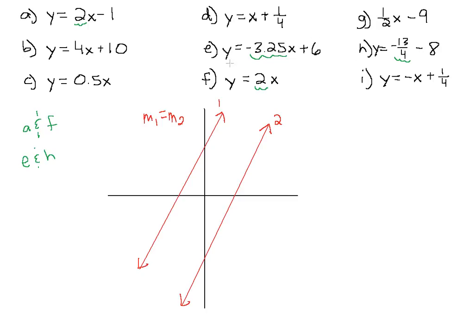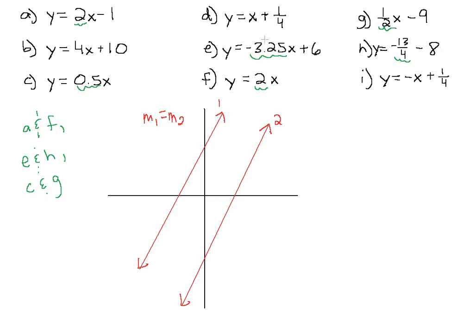Okay, let's see if there's another one. Here we have 0.5 and 1/2. We know 1/2 is the same as 0.5. So we can say that C and G are parallel. So we have three sets of parallel lines. If we actually graph these lines, something like this, they would be parallel. They would never touch if they go infinitely in each direction.